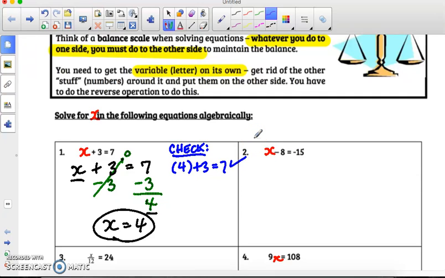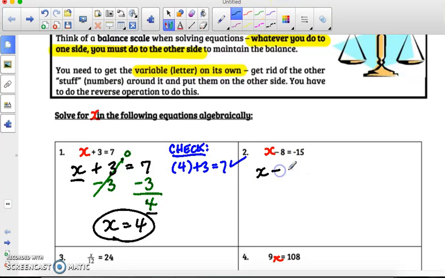Now, I encourage you to try number 2 on your own and try to apply the same method. Make sure that you're isolating x and you want to get the -8 to go to 0. Whatever you do to one side, you do to the other side. So pause it now before I continue if you want to try it on your own. But I am going to continue now if you're still watching.